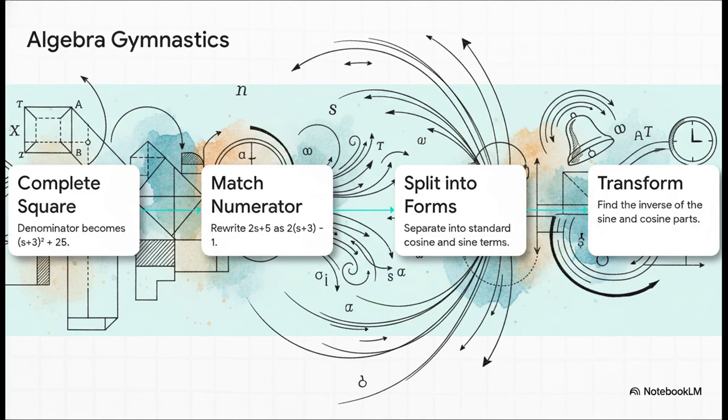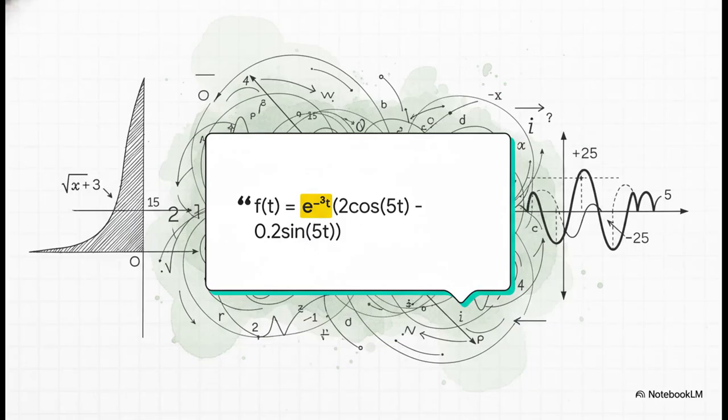First, we complete the square on the denominator to get it into that nice shifted form. But then, and this is the clever part, we have to massage the numerator so that it also contains that same s plus 3 term. Why? Because that's what lets us split the whole thing into 2 clean fractions. One that looks exactly like a shifted cosine transform and one that looks like a shifted sine. And look at what we get. A damped oscillation. This is exactly what you should expect.